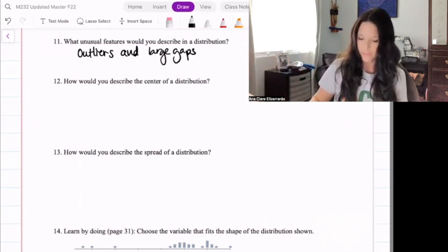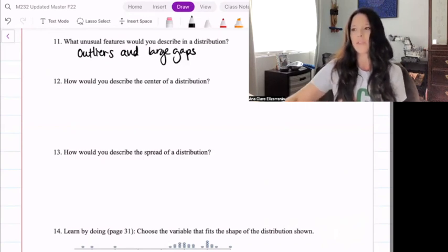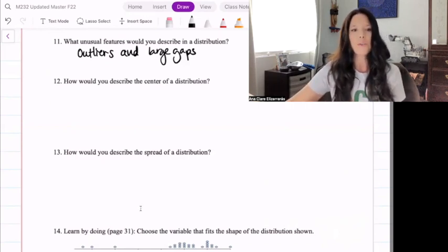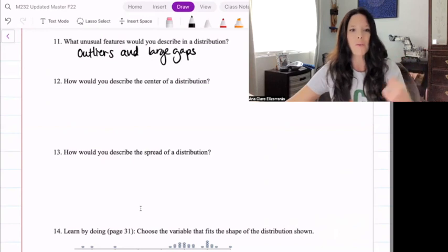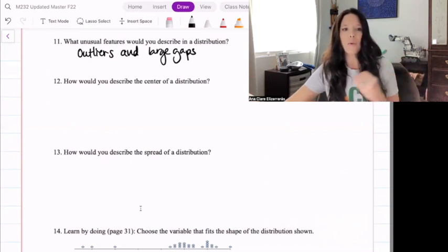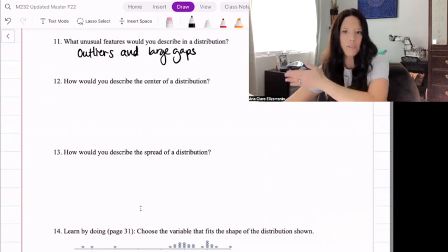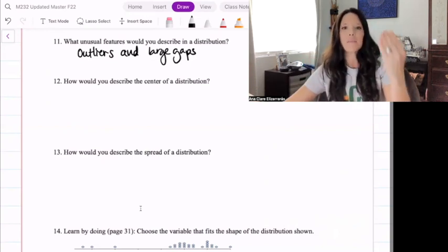Describing the center of a distribution, we are going to talk about a typical value using either the mean or the median. That is in the next module. We'll talk about both the mean and the median, but you use one in one specific situation and another in a different situation. In a symmetric distribution, you use the mean. In a skewed distribution, you use the median.